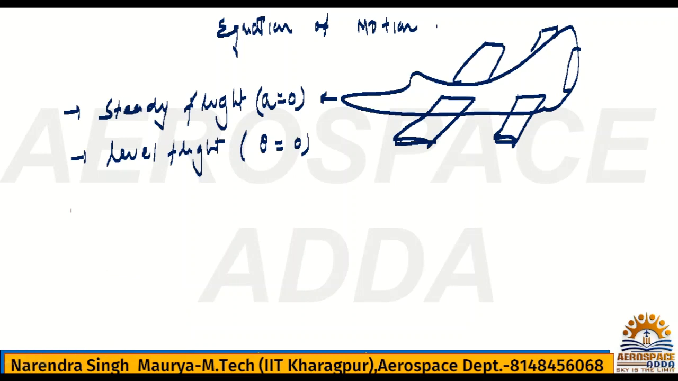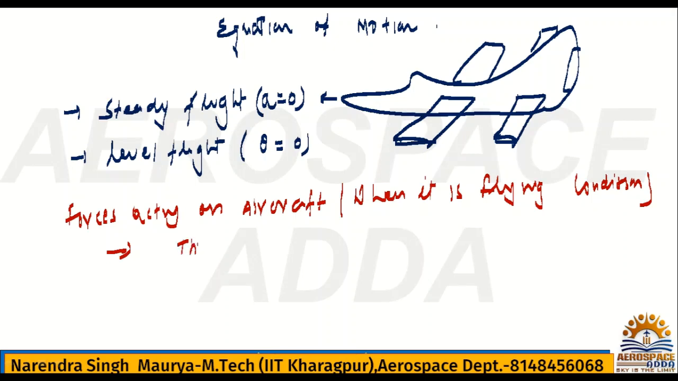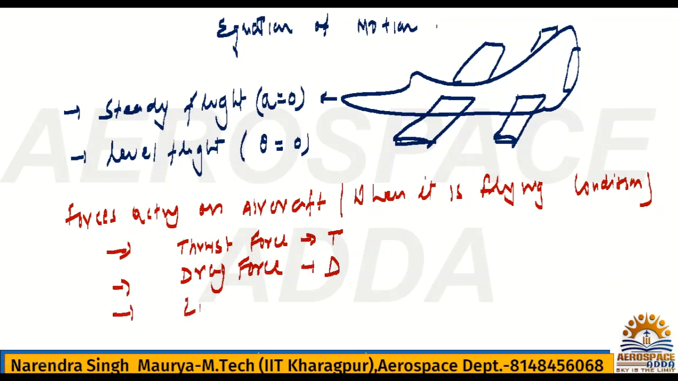If you talk about the forces acting on the aircraft when it is in flying condition, because you are writing the equation of motion, so obviously it will be in flying condition. So what are the forces? Thrust force, drag force, lift force, and weight.